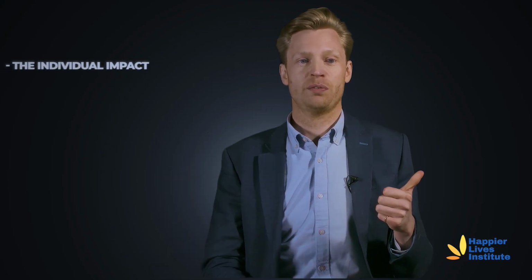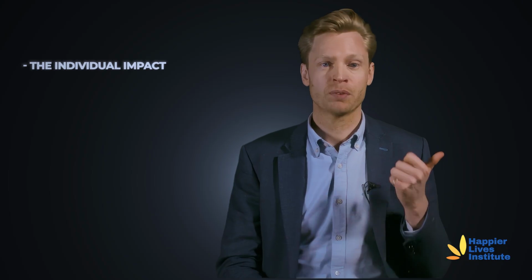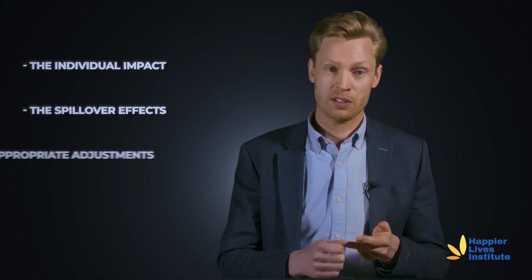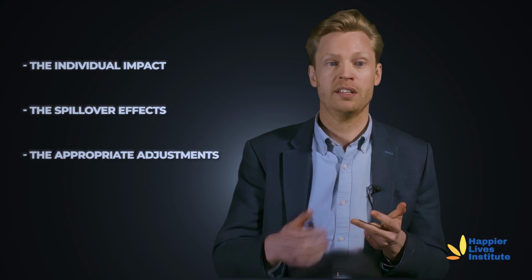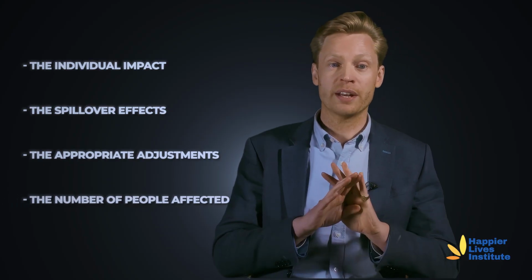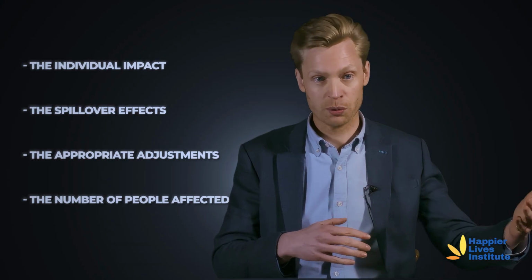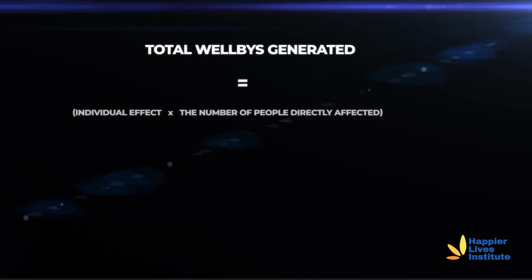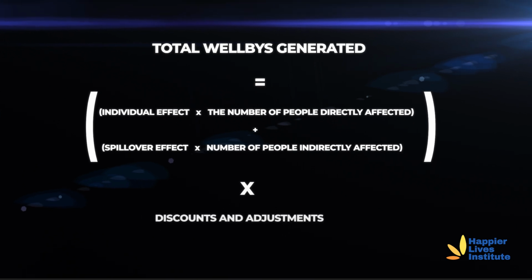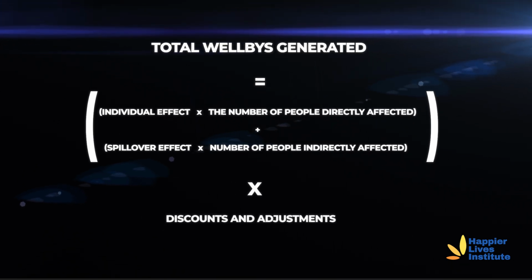And that gets us to step 5, which is calculating cost effectiveness. So once we've estimated the individual impact of an intervention, WELLBYs per person, the spillover effects on others, the appropriate adjustments that we need to reflect our uncertainty in how this program is delivered, and the number of people affected, we can then combine the effects on the individual and the spillover and multiply by the number affected, and this is how we will get the total WELLBYs generated from what a program is doing.